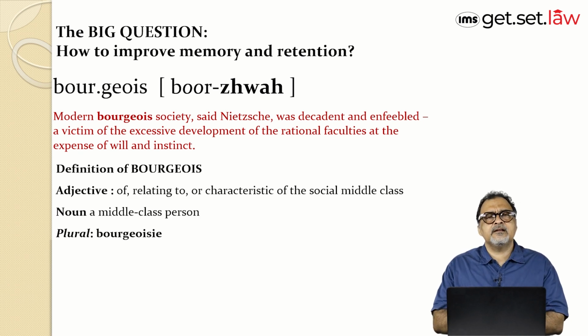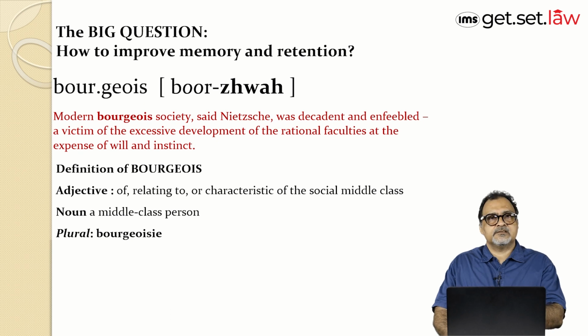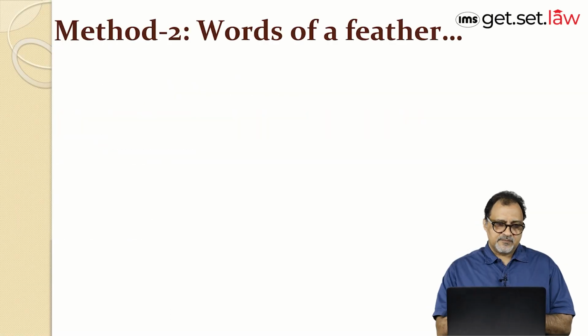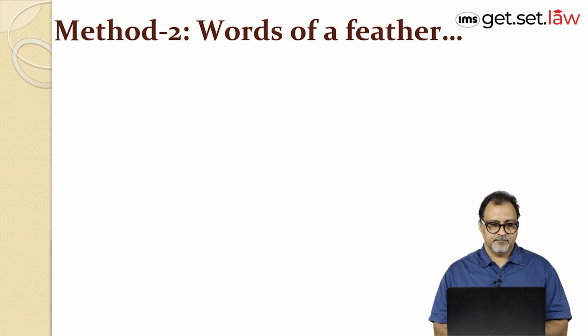So it is related to the social middle class. If we say bourgeois society, bourgeois modifies society as a noun, so bourgeois becomes an adjective. Otherwise, we can also use the word to denote a person. So the first method was we learn the pronunciation of the word, we learn the spelling of the word, and we learn the usage of the word.